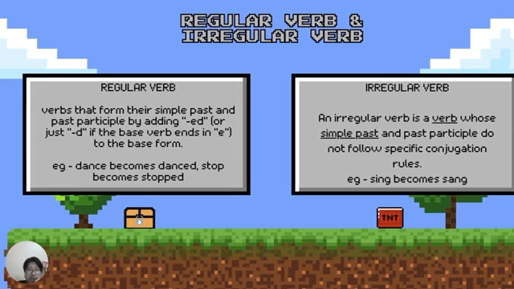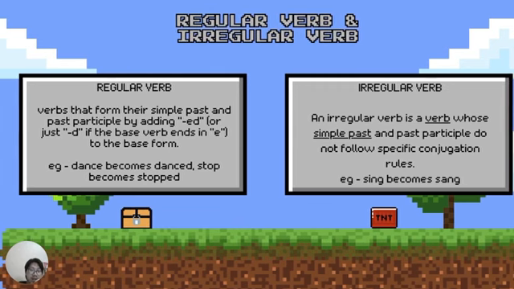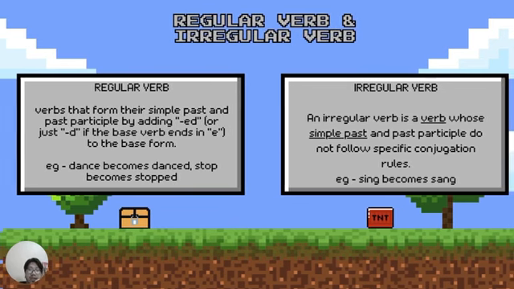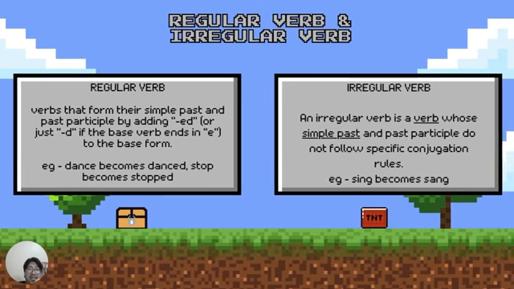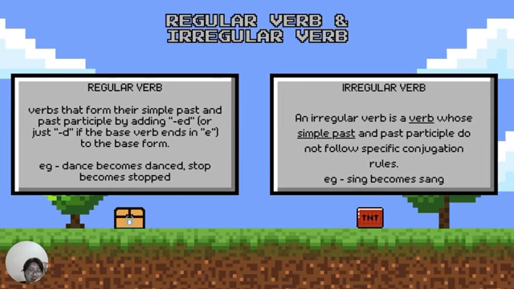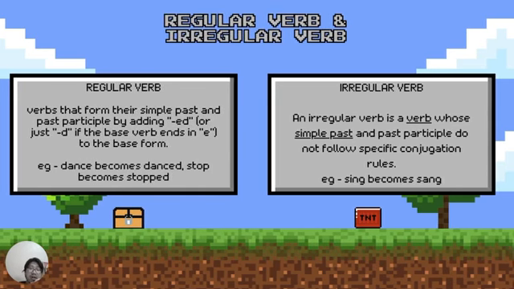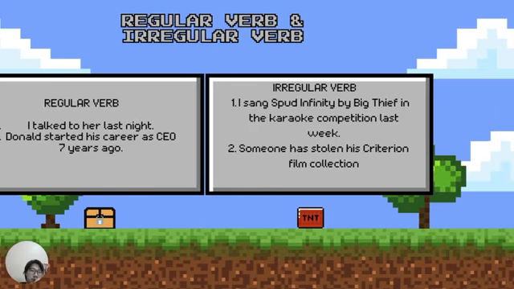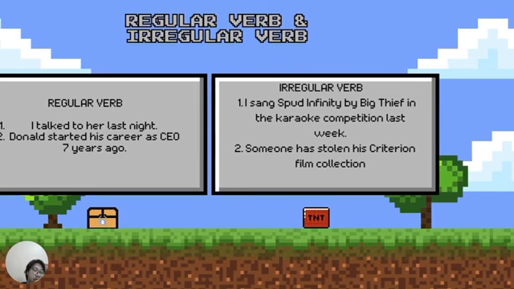Next we have irregular verb, which is a verb whose simple past and past participle do not follow specific conjugation rules. For example, sing becomes sang. Basically, an irregular verb just turns the word into a new word for the past tense. There are a lot of examples of irregular verbs.